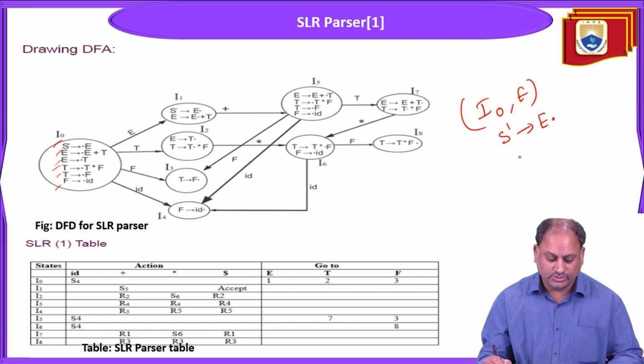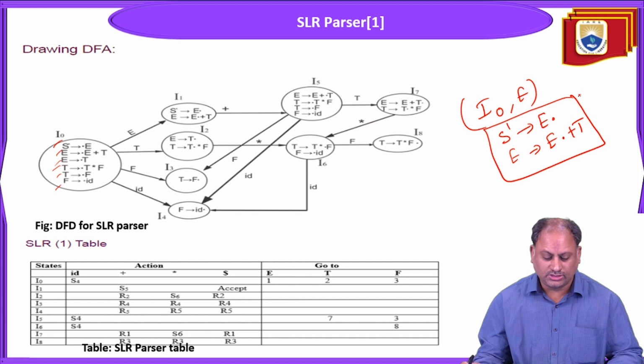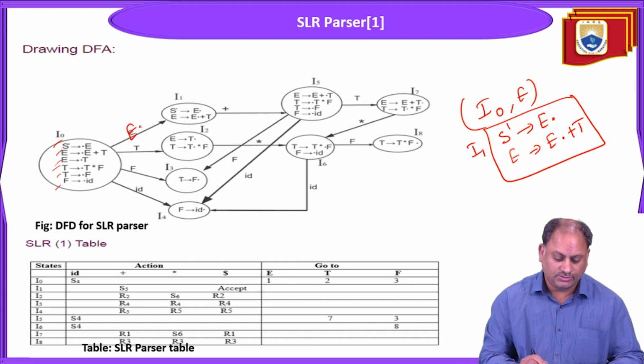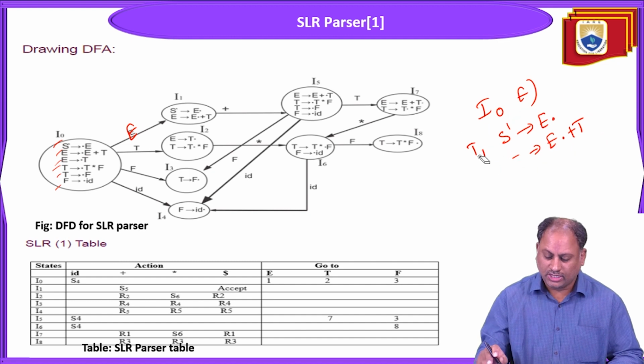That is one, moving the dot symbol. E derives E dot plus T. So this can be considered as I1. This step can be considered as I1. So this is the E. And the second one, the capital T.